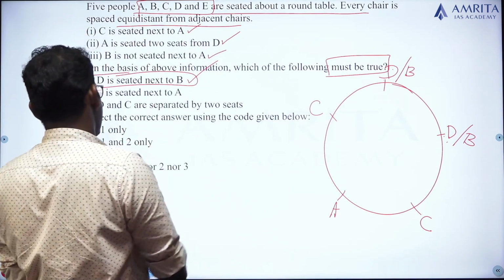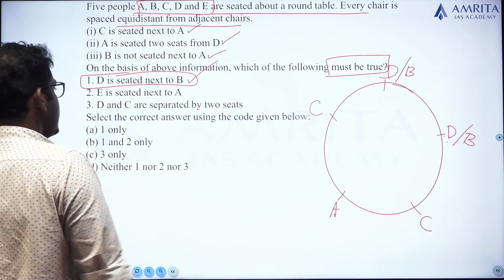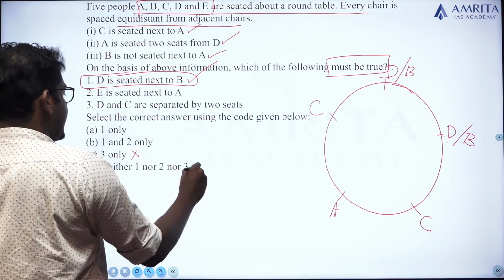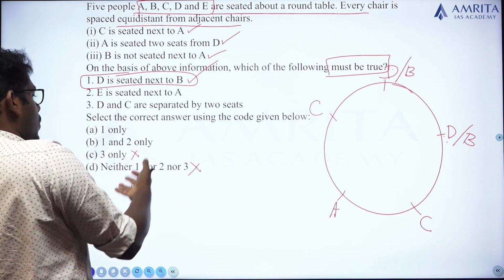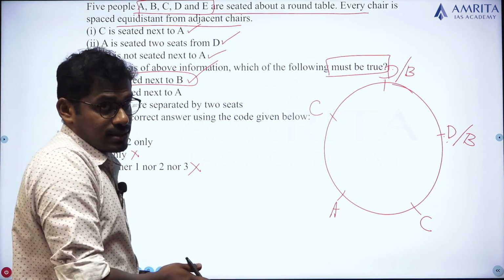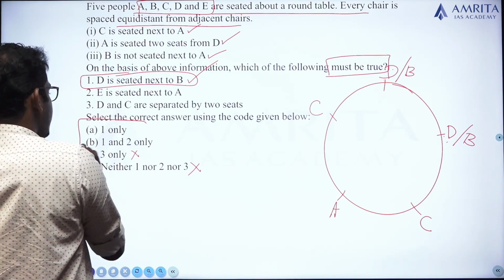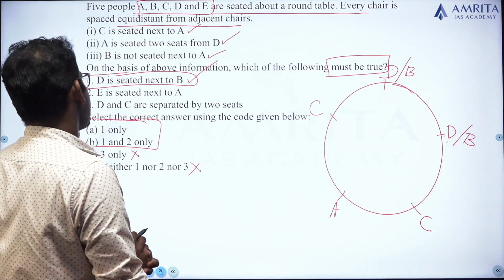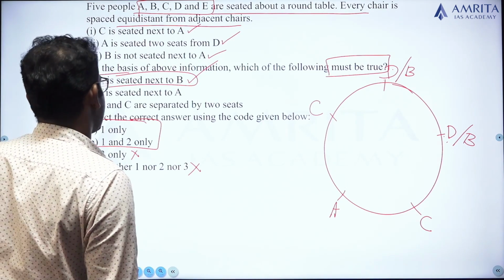Now look at the second statement. See, if the first statement is correct, then we have ruled out options C and D, because none of them contain statement 1. So we are left with options A and B. A is 1 only, B is 1 and 2 only. Let's check whether statement 2 is correct.